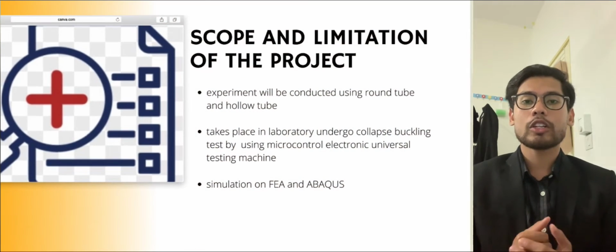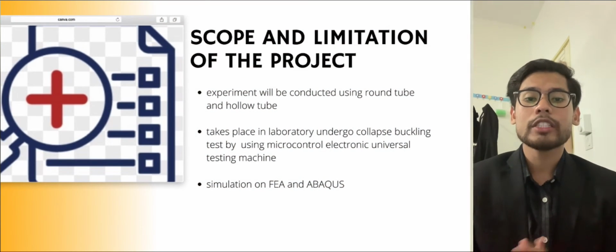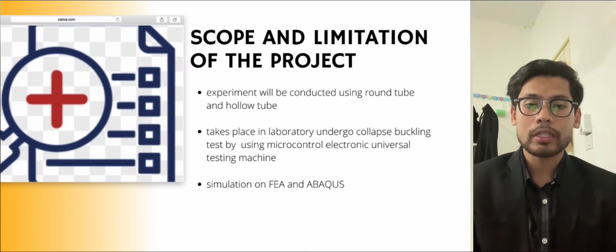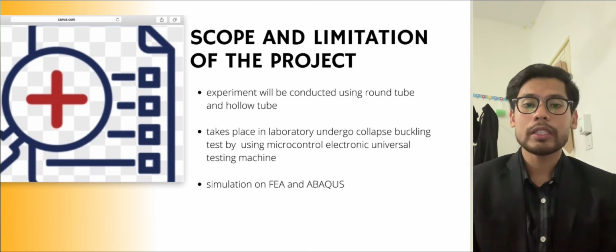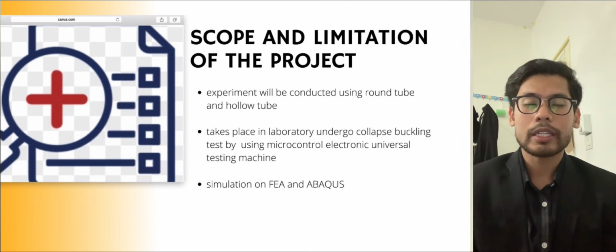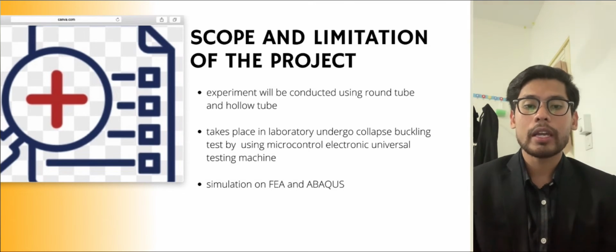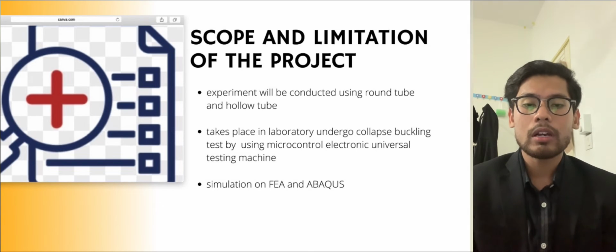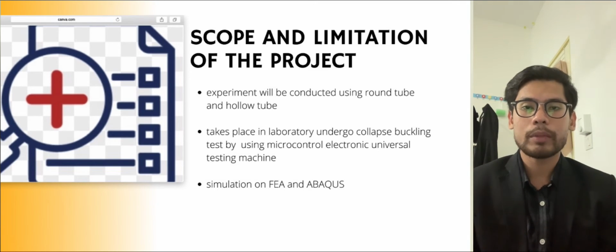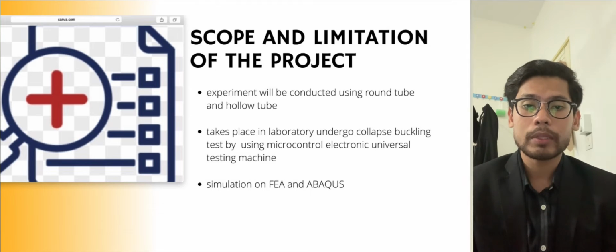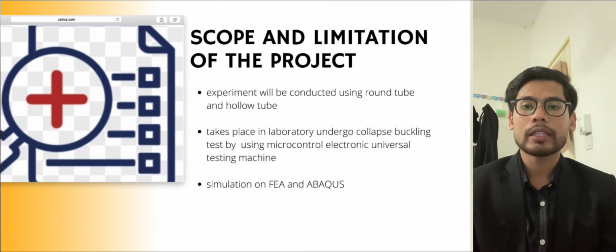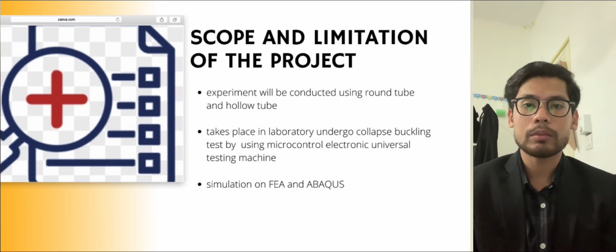Next is the scope and limitation of the project. This experiment will be conducted using a round tube and a hollow tube with 5 different wall thicknesses and grooves. The study will be conducted in the laboratory, and all of the samples will undergo the collapse buckling test using the microcontroller electronic universal testing machine to find out the deformation of each member. From the experiment, the student also gathers data on the initial peak force, energy absorption, and effective deformation yield.